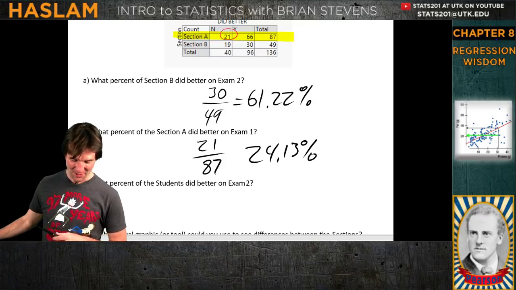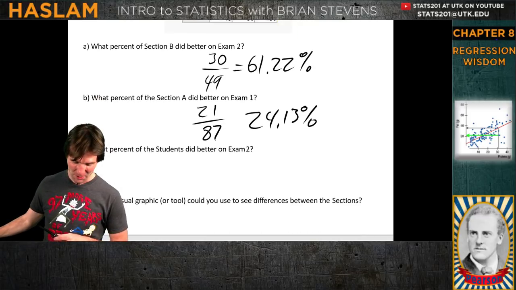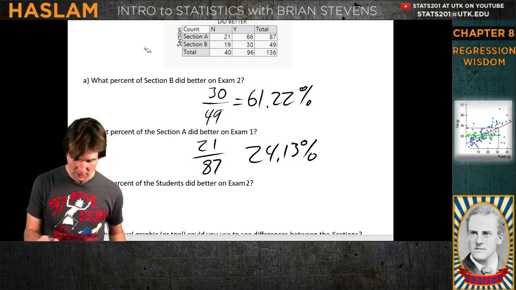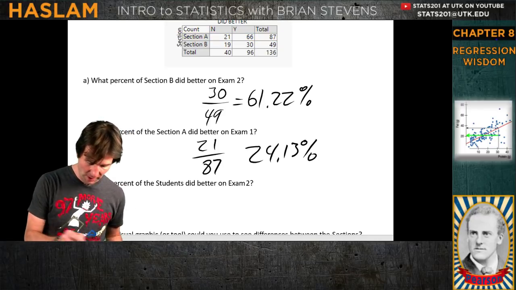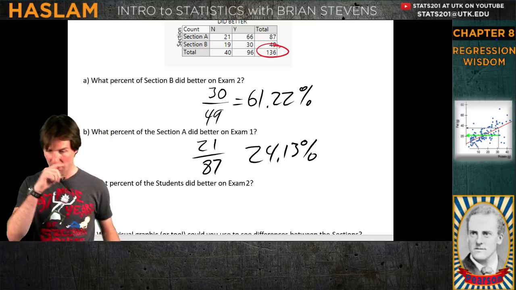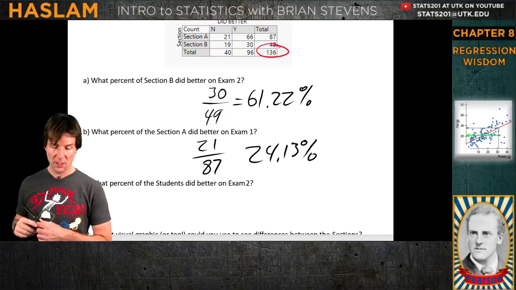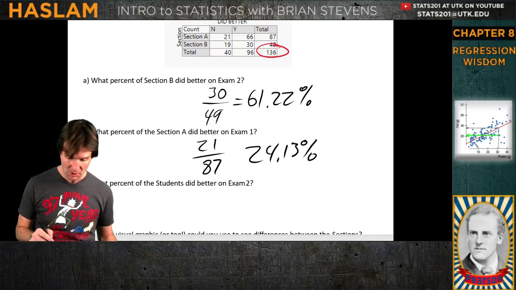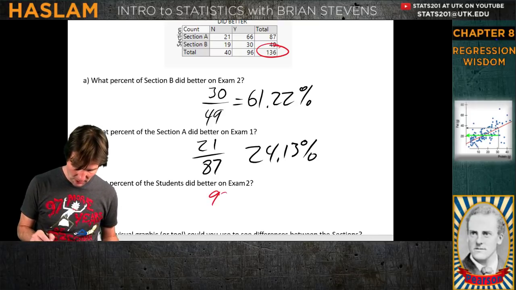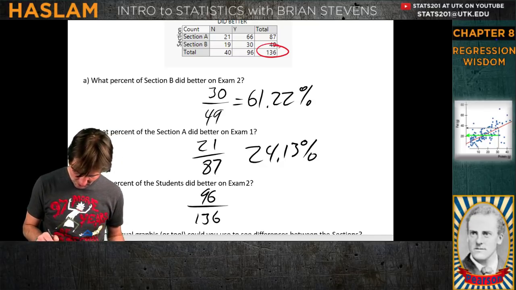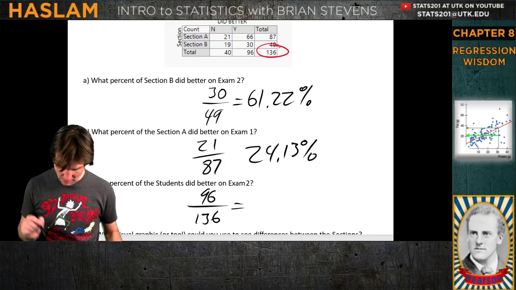So what percent of students did better on exam 2? Now, if you notice, this is all the students. So all the students right here is as follows. So I think, Megan, thank you. You guys are double checking my work. So the percent of students out of all students who did better on exam 2 would be 96. We're going in red. We don't go in red. 96 divided by 136. And that looks to be the answer right there.